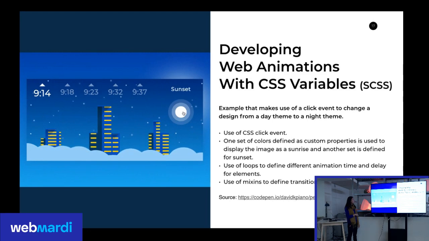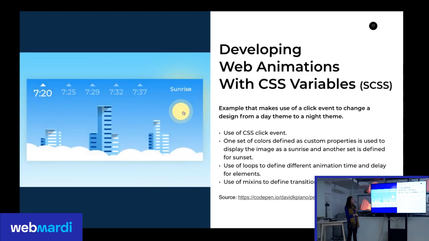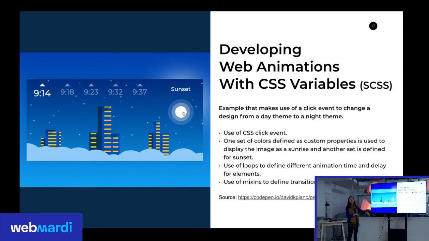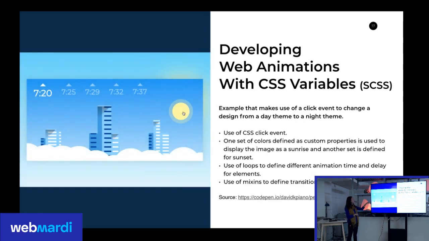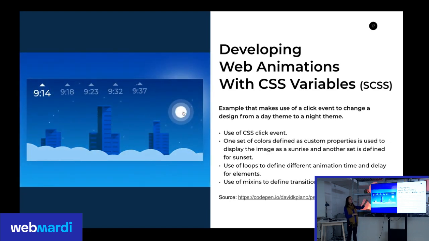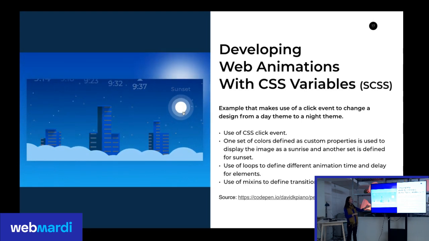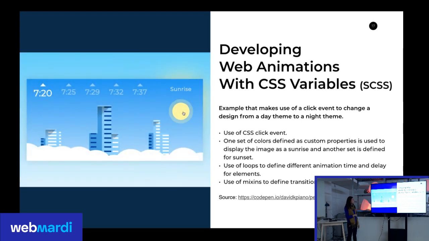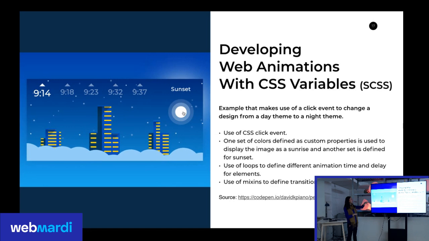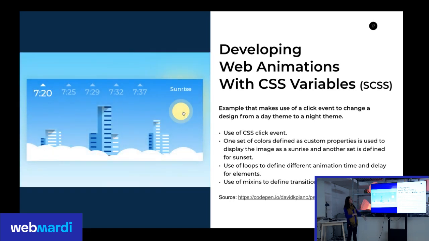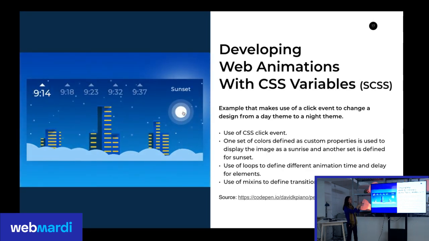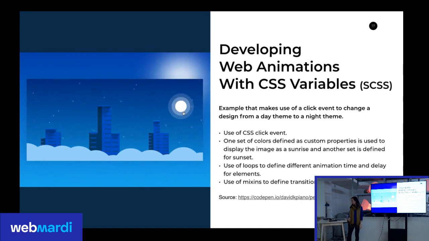You use loops. Loops are useful, again, for animation because, for example, you can define a different delay for each element of the image. Here you have the time, and each element has a different delay thanks to a loop that is in CSS. And again, you use mixins to define these transitions or animation and reuse them in the website, for the animation or for different parts of the animation itself.